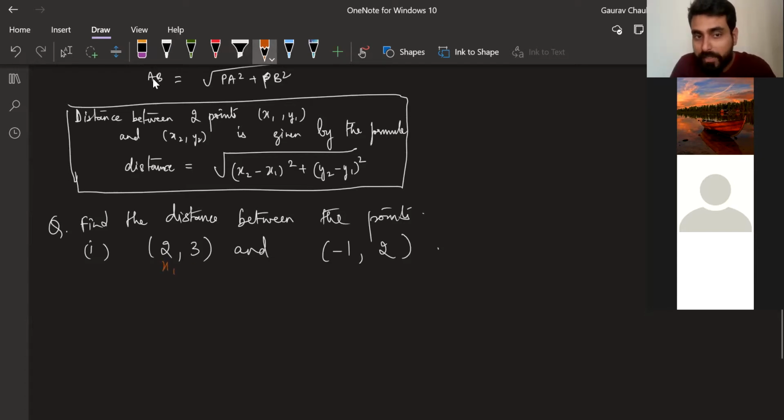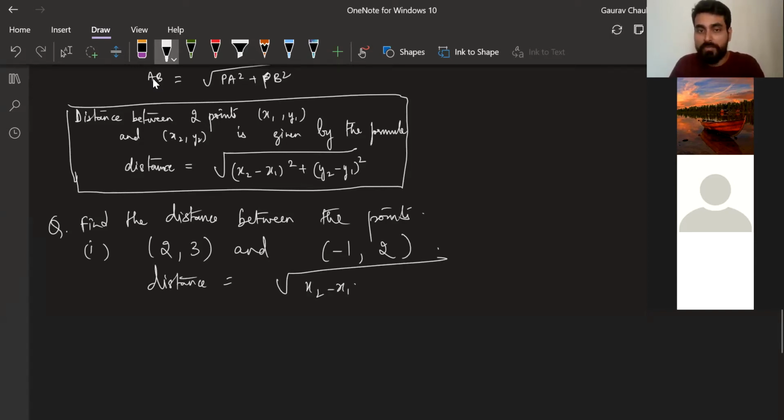Okay. This is x1, x2, y1, y2. You can take anyone as x1, x2, y1, y2, and I'll discuss why that is possible in a bit. Right now, I'm taking this as x1, y1, and this one as x2, y2. So my distance is equal to, I have to obviously write the formula every time, root over x2 minus x1 the whole square plus y2 minus y1 the whole square. Okay, positive root I'm taking.